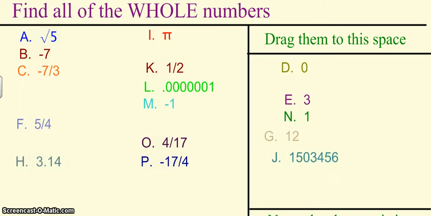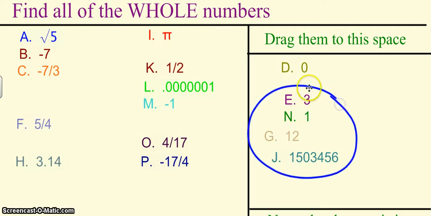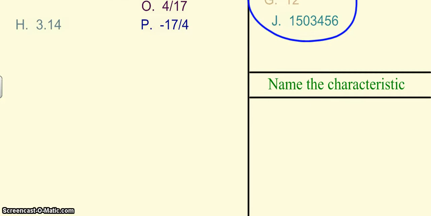Alright, well, like we just said, it's going to be all of our natural numbers, which are all of these, with the addition of 0. So our characteristic is going to be natural numbers and 0.